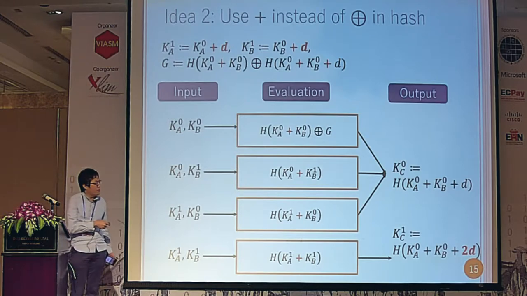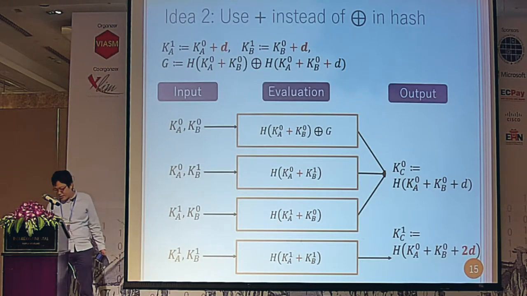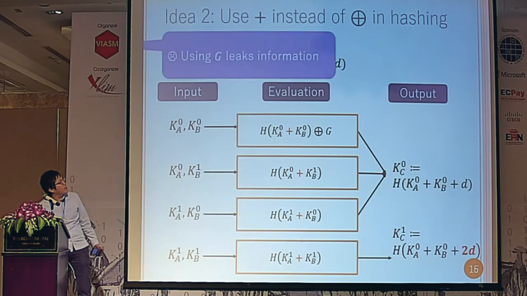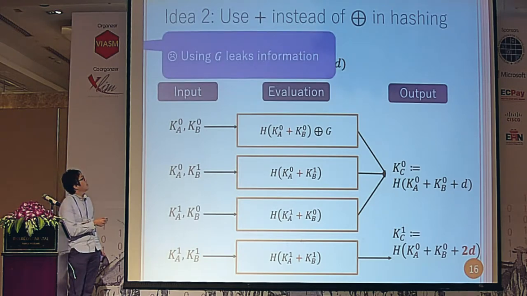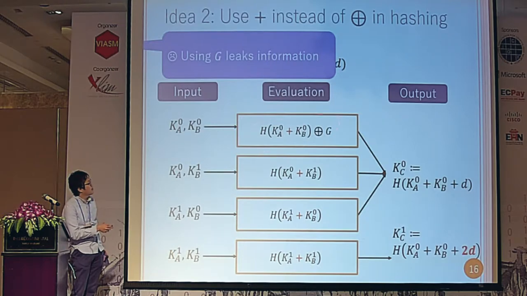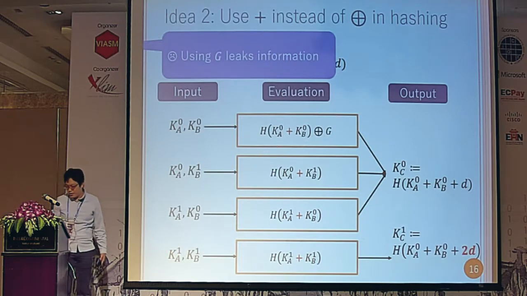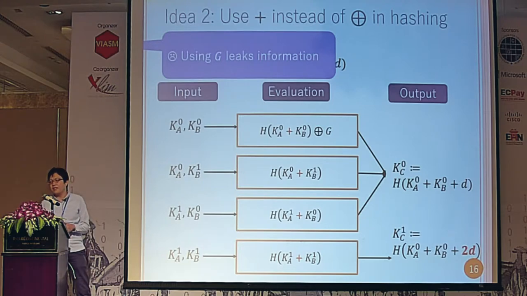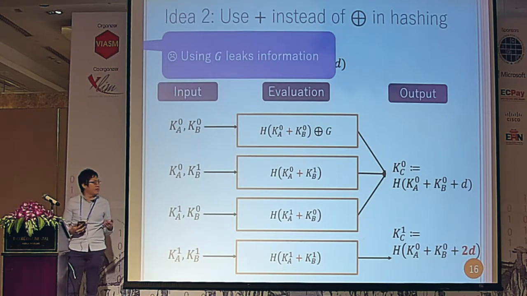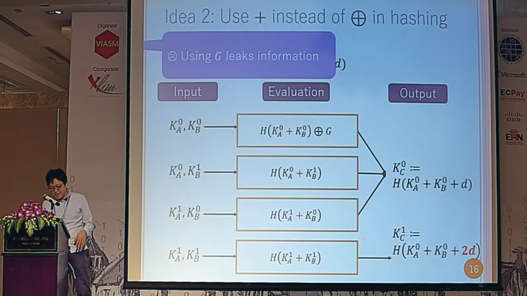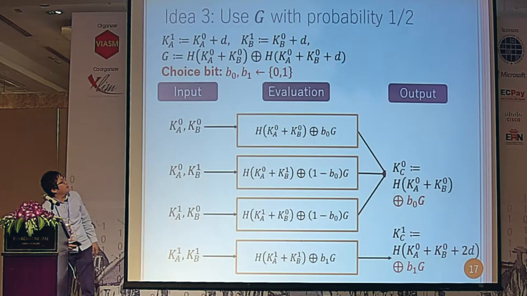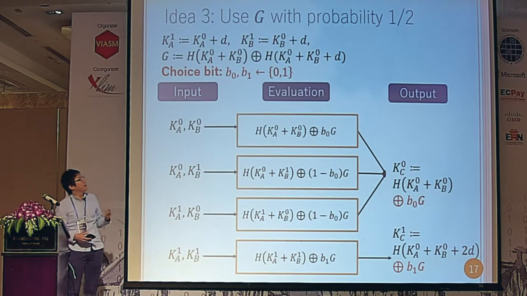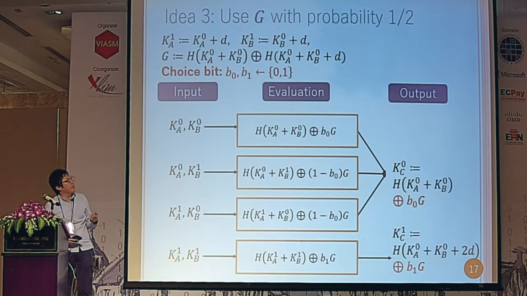This construction avoids the previous problem, but it is still insecure, because ciphertext G is only used in the first case. So if ciphertext G is used, an adversary may know that the input is 0, 0. So the next idea is to use ciphertext G in evaluation with probability half.